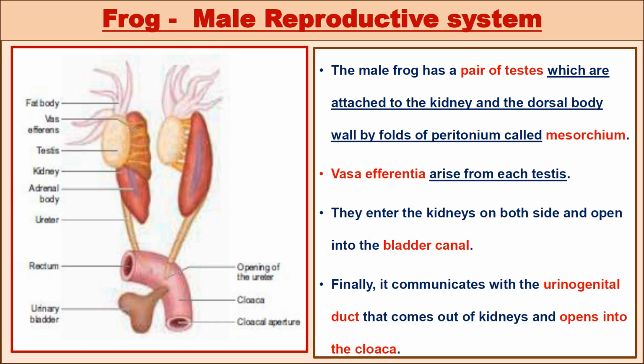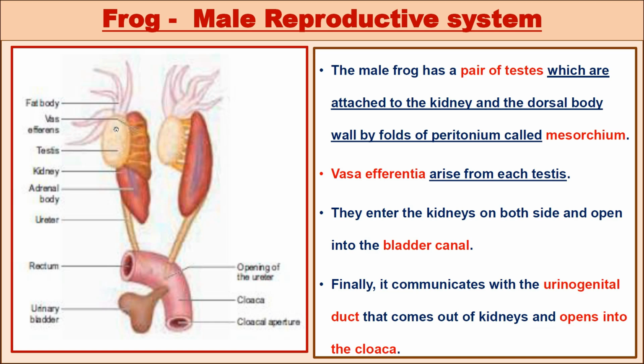The male frog has a pair of testes. These are the pair of testes, and they are attached to the kidney and to the dorsal body wall by the fold of peritoneum, called mesorchium. From these testes, vasa efferentia arise.